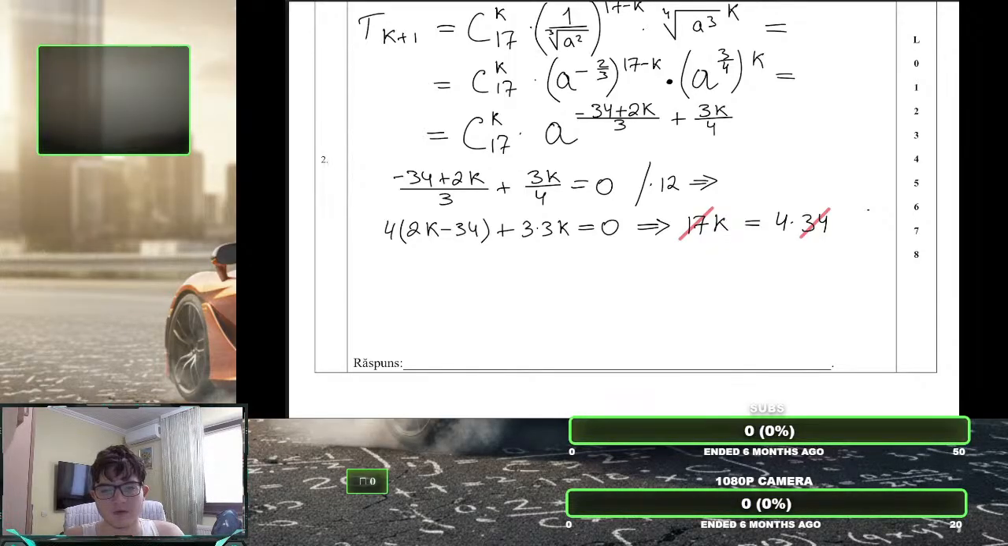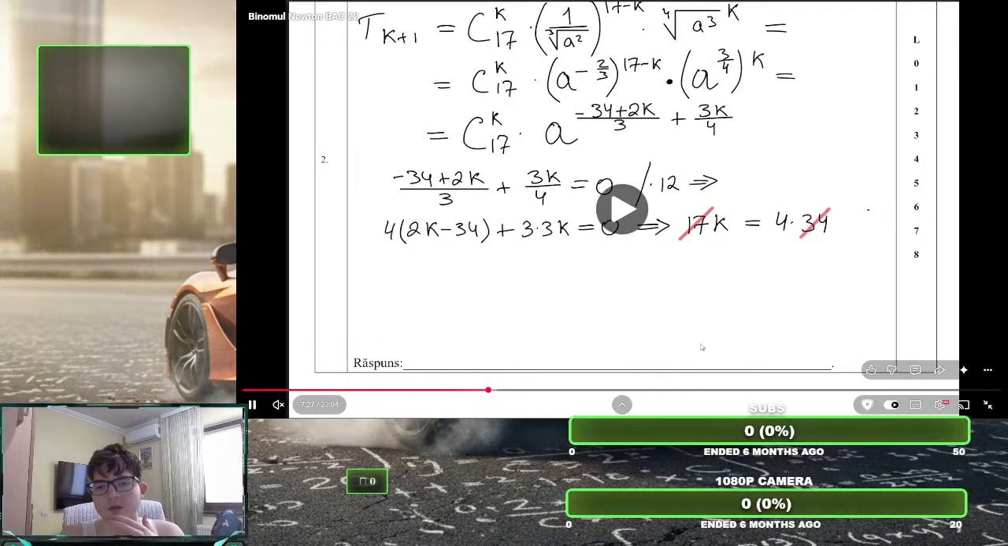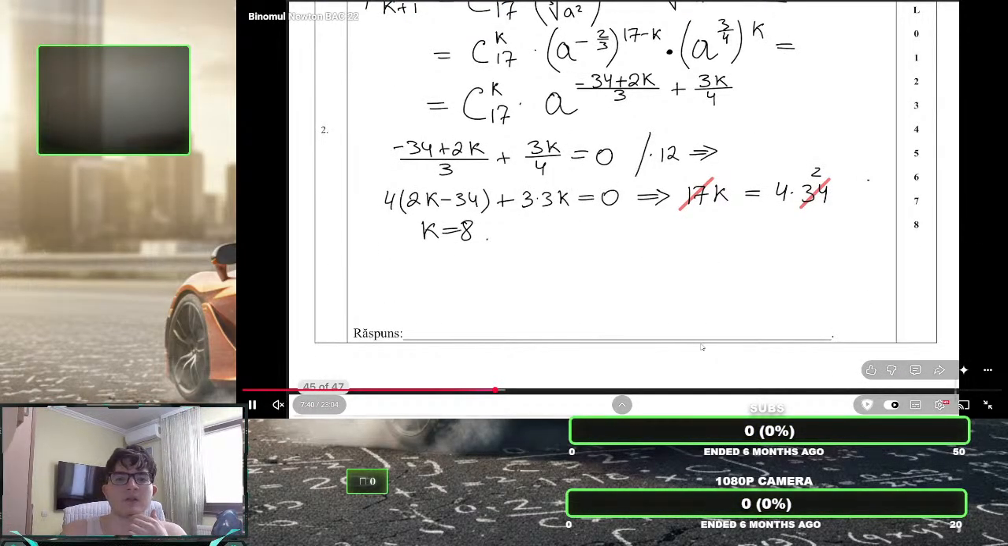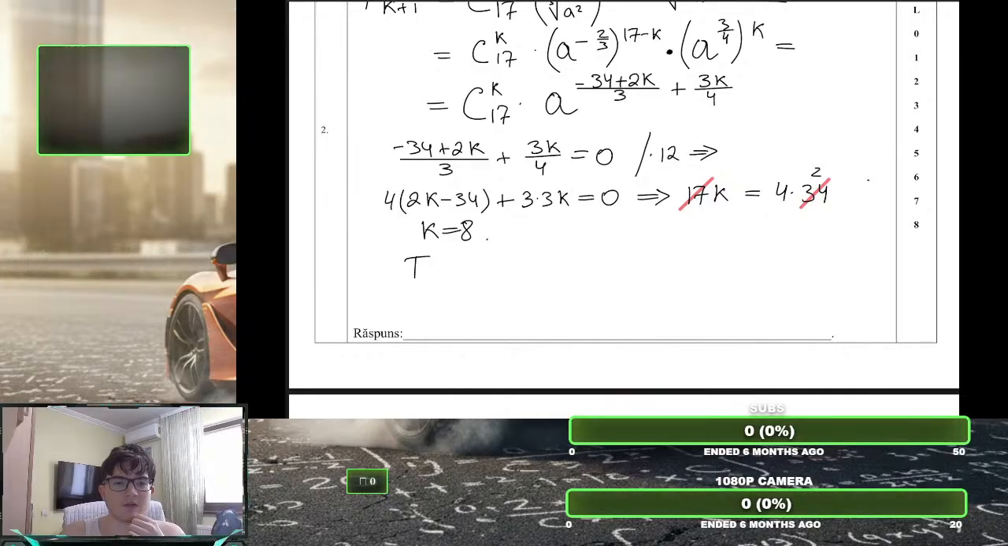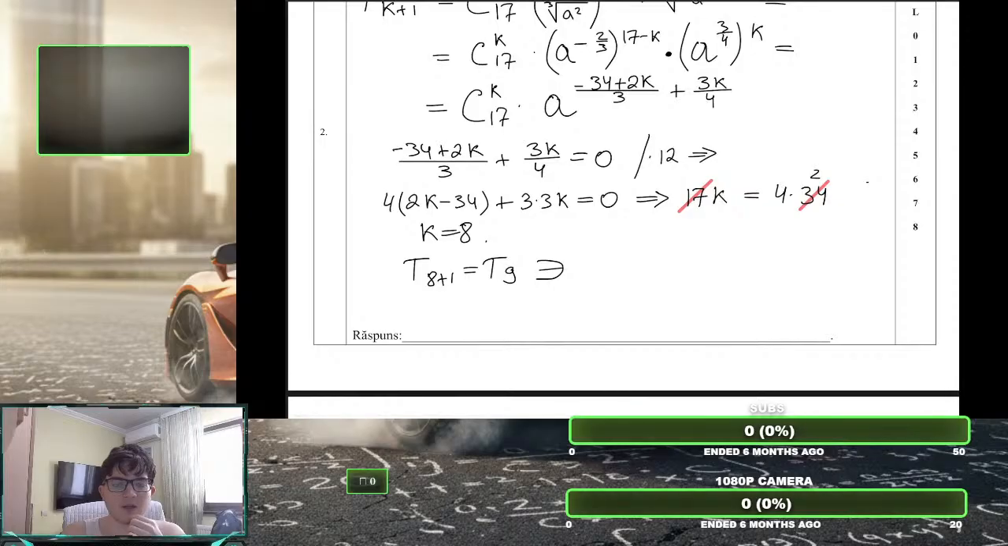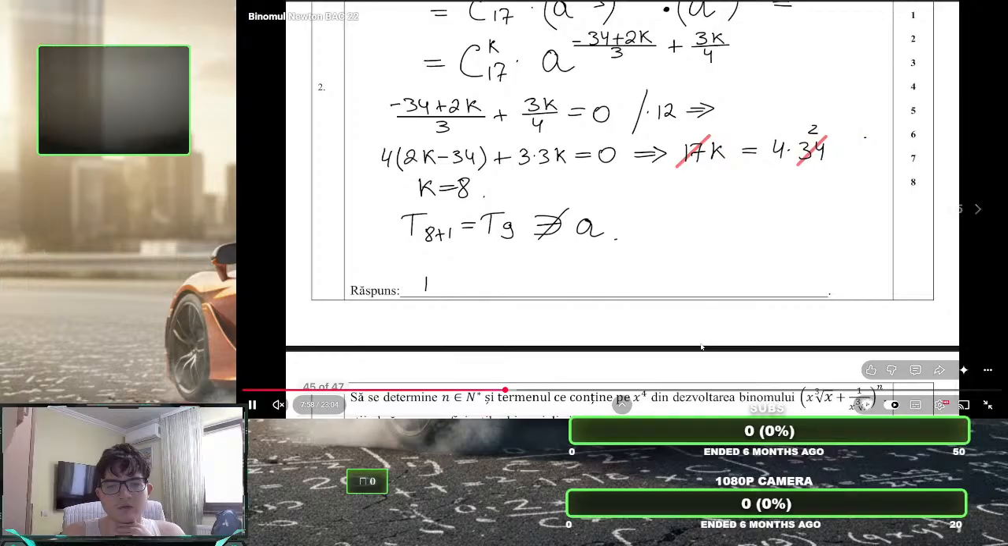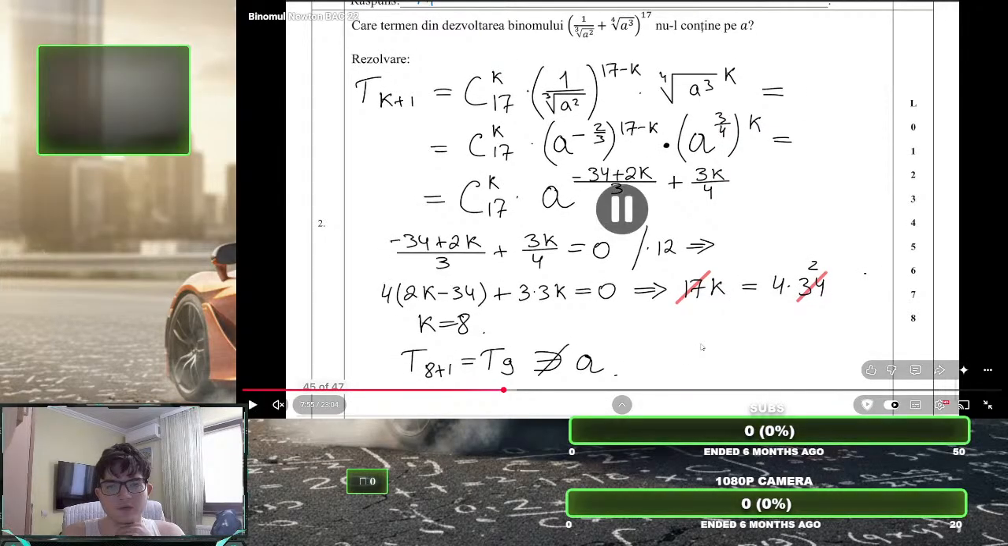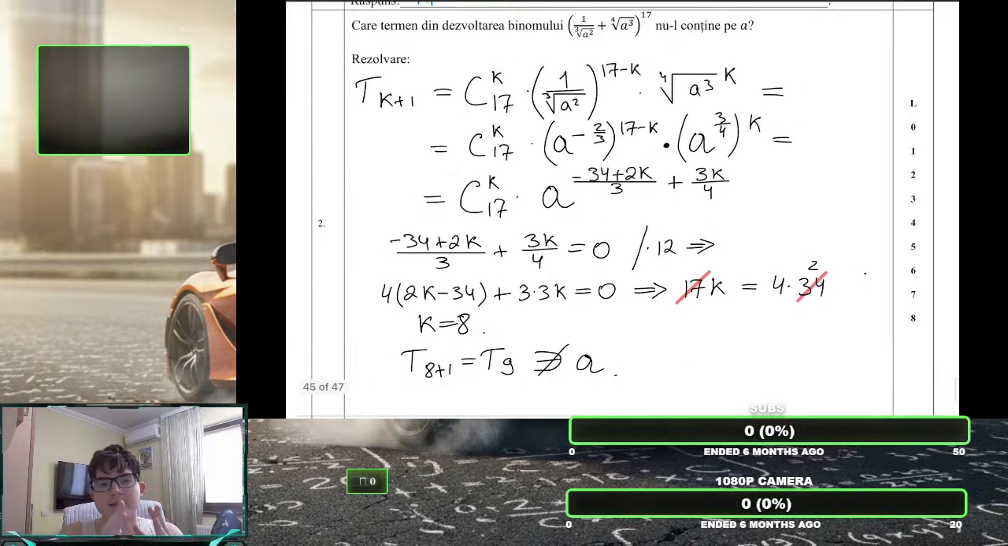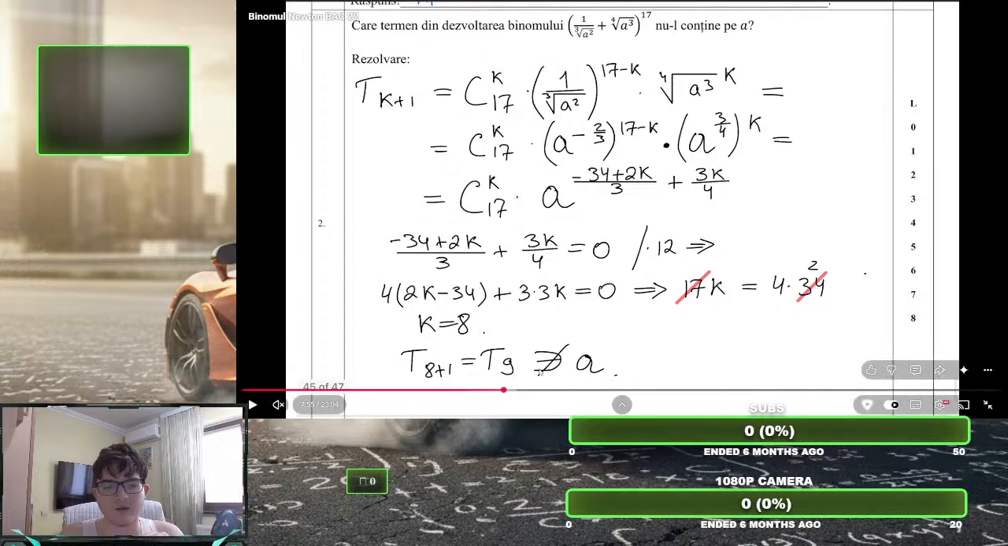And 4 times 44, and you just switch the sign so it goes to the right. Okay, so that's how it is. Right, so on the right we're going to have 8 and k is basically 8. So now we need t8 plus 1, so that's t9, so we calculate essentially that. But t9. Okay, so this exercise asks us which term, so we just write down t9.